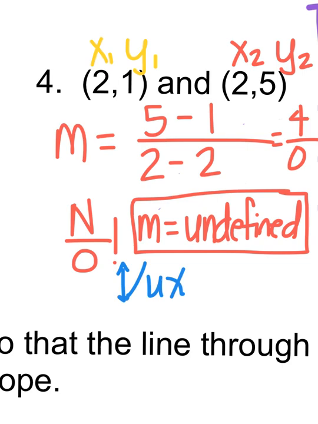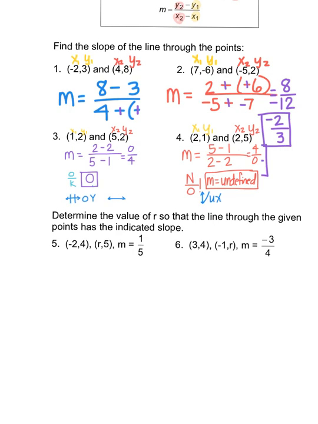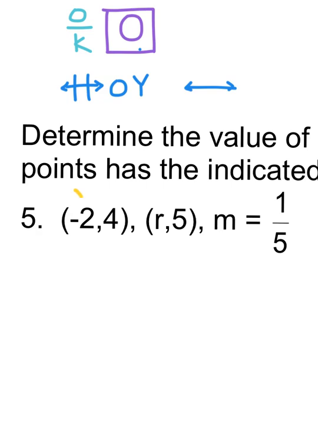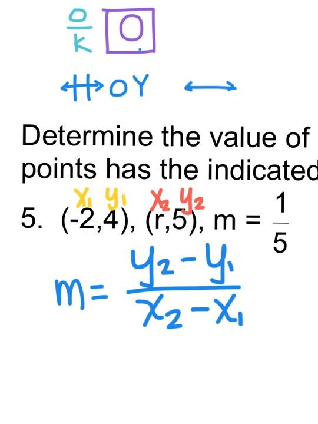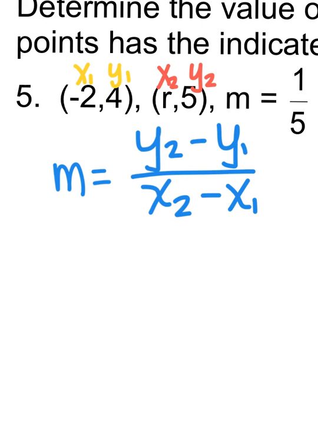Let's go down to the next section where we are going to determine the value of r so that the line through the given points has the indicated slope. Please begin by labeling your x1, y1, and x2, y2. This may look complicated, but let's start with our slope formula. Let's start with what we know. So the formula is y2 minus y1 over x2 minus x1. This can be found on your formula chart.